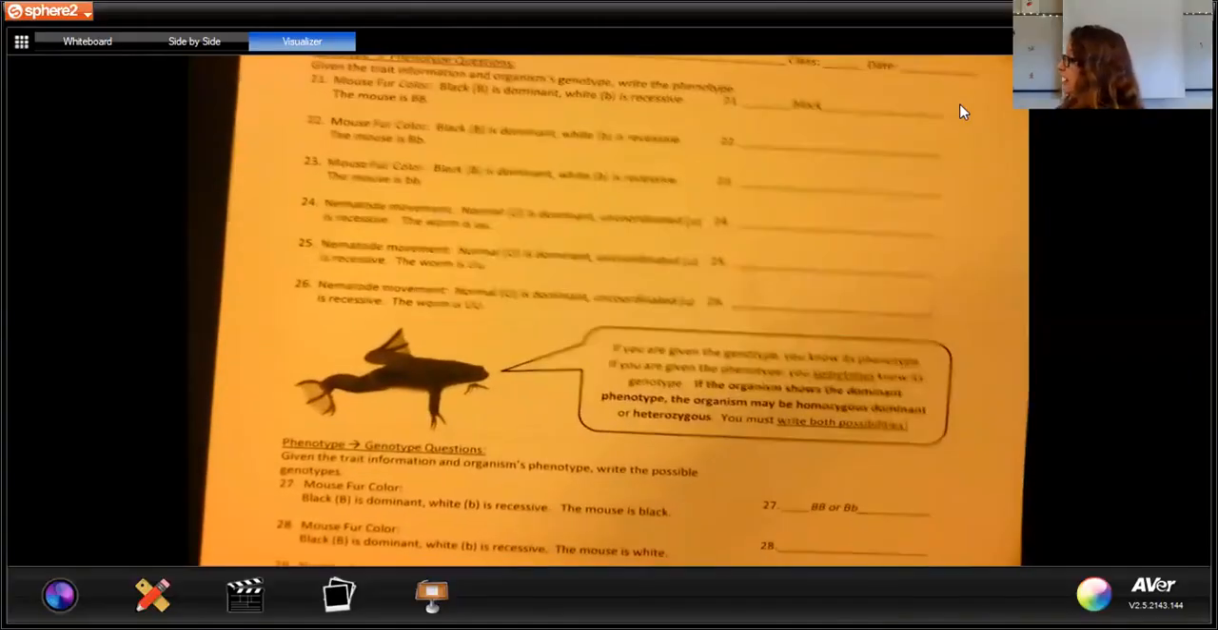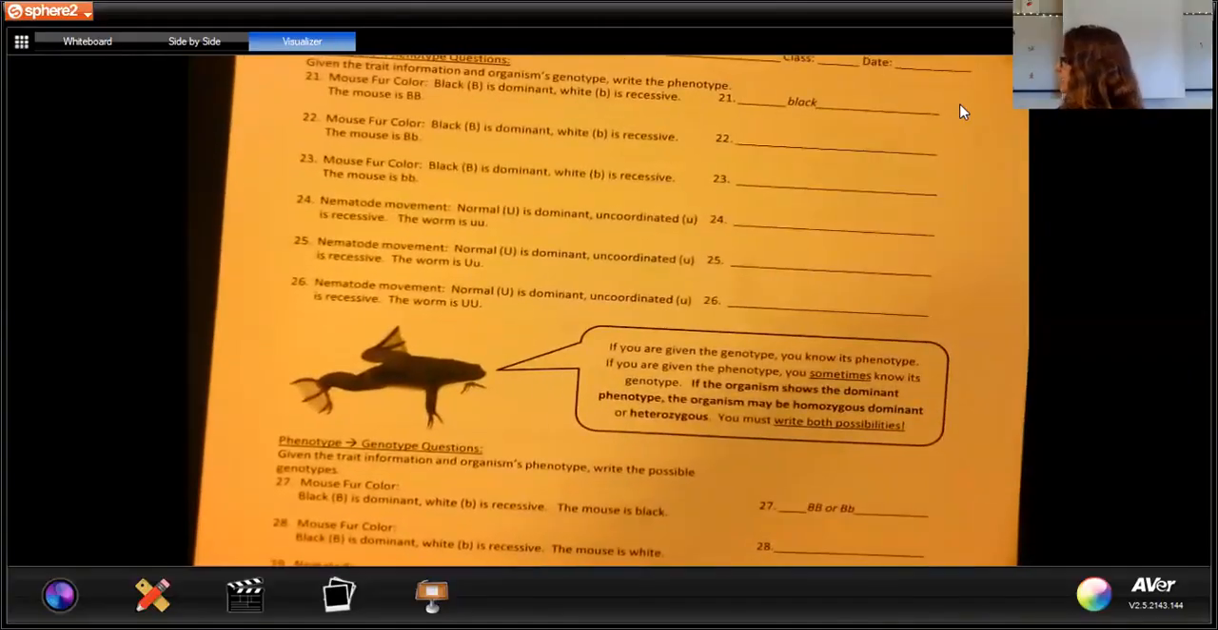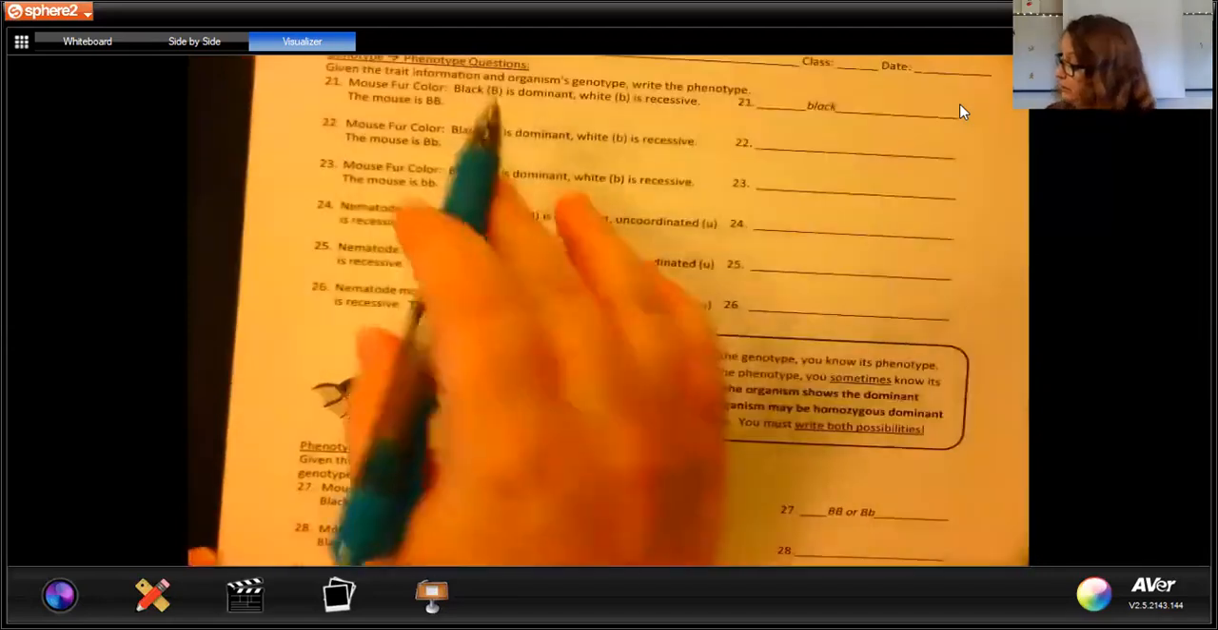Moving on to the next page, if I can pull the papers apart. Now we're actually getting into genotype and phenotype questions. If something was this, is their offspring going to be this or this? So we're looking at mouse fur color in this first one.